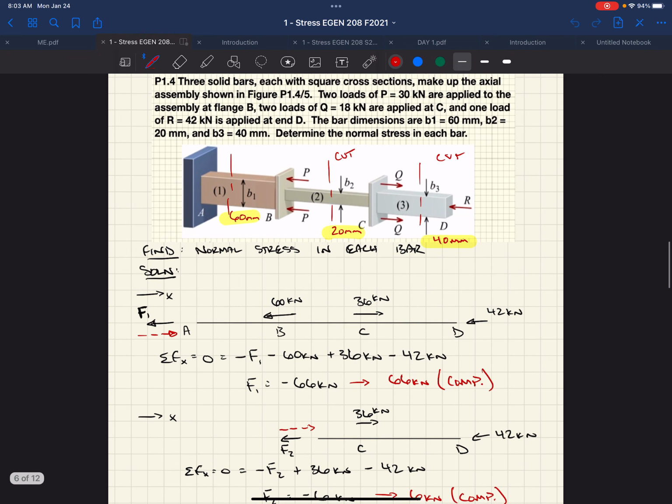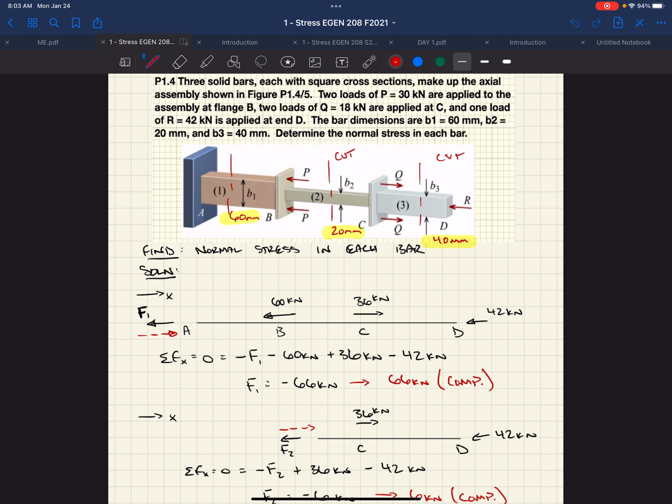Okay. So we're going to continue talking about stress, right? Normal stress, which is an average stress. It's the stress that comes from an area that is perpendicular to an applied load, right? So if we had a force in a member, the normal stress is going to be the stress over the area that's perpendicular to that force that's in that member.